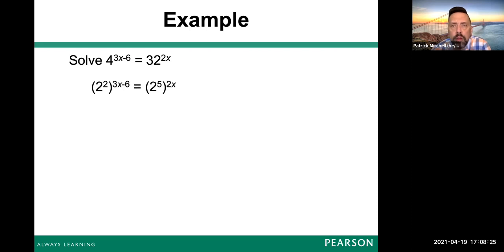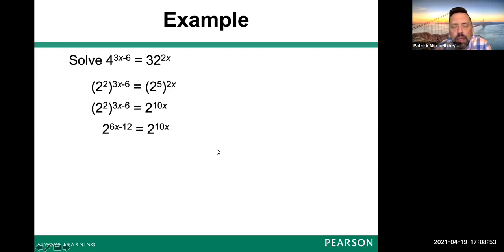4 is 2 squared. 32 is 2 to the 5th. So we have 2 squared to the power 3x minus 6 equals 2 to the 5th to the power 2x. And then by properties of exponents, 5 times 2x is 10x, and 2 times 3x minus 6 is 6x minus 12.